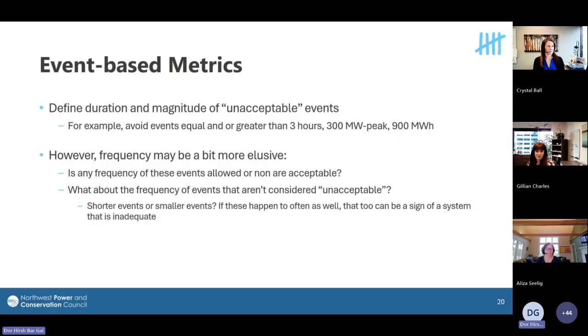You need to ask yourself, is there any frequency of these events that is allowed? And more specifically, for the events that are events, but they don't meet the criteria, meaning they're less than all of what you want, do you still count them? And if those happen too often, are you still adequate? So this is by no means to cast a negative light on event-based metrics. They could be very powerful. It just means that you need to consider frequency a little more carefully than other metrics, because this does leave room for, whether accidentally or by decision, not counting all events, only counting the bad events.